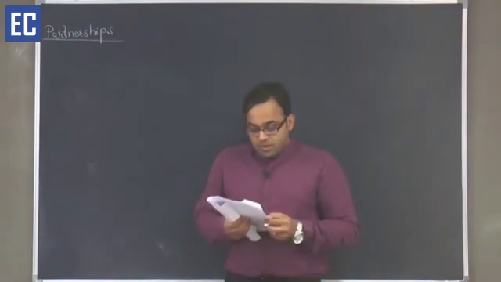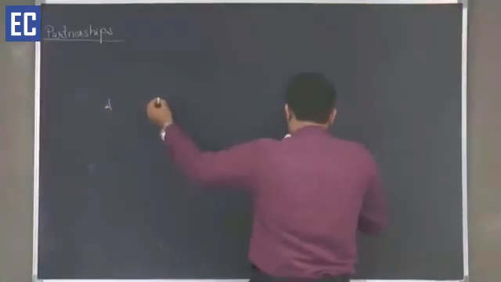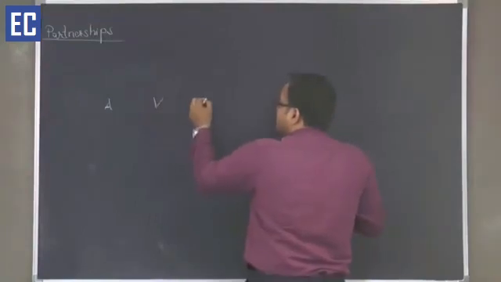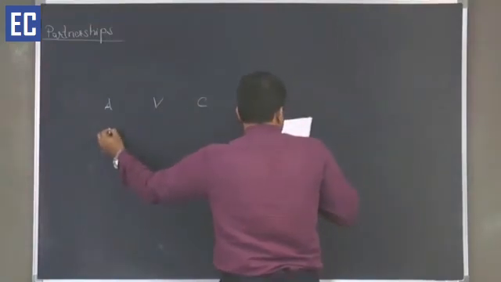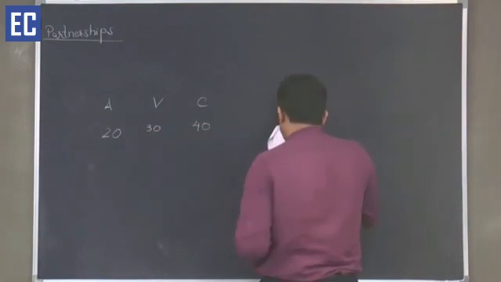Example 5. Anita starts a business with rupees 20,000. After 3 months, Vanita joins her with rupees 30,000. After some more months, Cynthia joins them with 40,000. If at the end of the year, Vanita gets rupees 18,000 out of the total profit of 42,000, then how many months after Vanita did Cynthia join the business? So now we got 3 people, Anita, Vanita and Cynthia. Their investments are 20, 30 and 40.